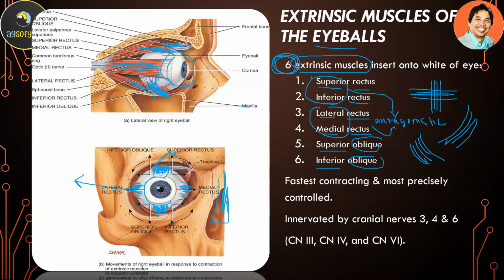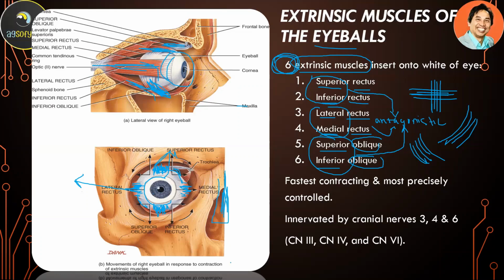Now, if you want to twist your eyeballs a little bit, you can do it also by contracting the oblique muscles, superior oblique and inferior oblique. Again, both the superior oblique and inferior oblique are antagonistic muscles too. One relaxes, the other one contracts.